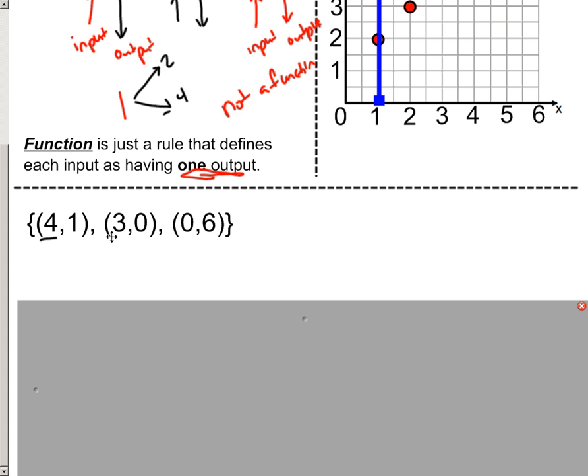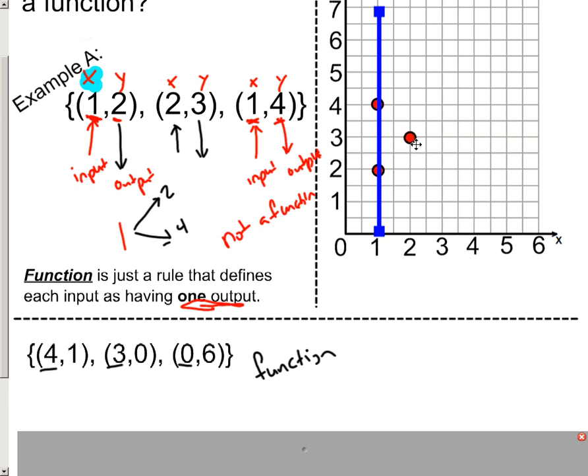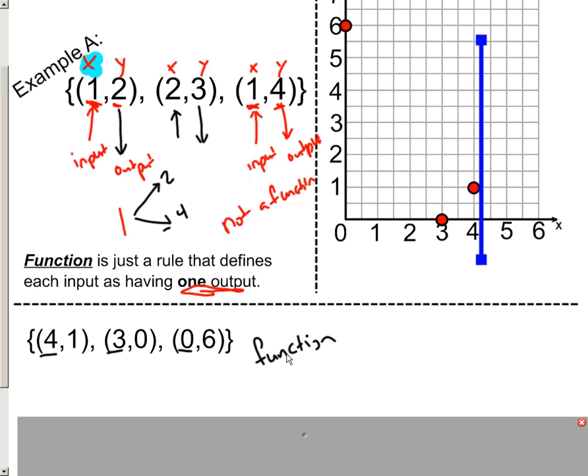Look at your inputs. Did any of my inputs repeat? No? Automatically a function. If your inputs do not repeat, it's a function. And let's graph it to show you. Here is 4, 1. Oops, sorry, 4, 1 right here. 3, 0. And here's 0, 6. See how it passes our vertical line test for those 3 points? This relation is a function.